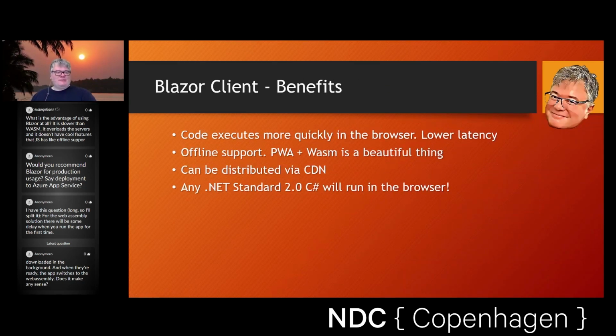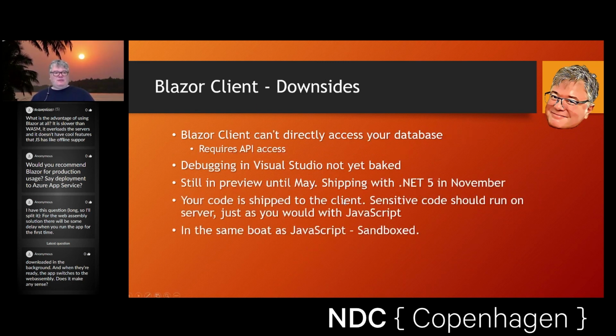So benefits and drawbacks of this model. The code executes more quickly in the browser, so there's lower latency because we don't have to go to SignalR just for basic UI interactions. You do have offline support, and progressive web apps are supported, and you even saw that when I created a Blazor WebAssembly application. There's a checkbox to enable PWA support. So that adds the manifest and it adds the service worker, and you can just go ahead and modify that to your heart's content based on what PWA does. Also, because it doesn't require that server to exist, it can be distributed via CDN. And as I said before, any .NET Standard 2.0 C# will run in the browser.